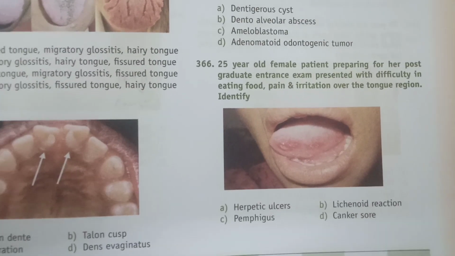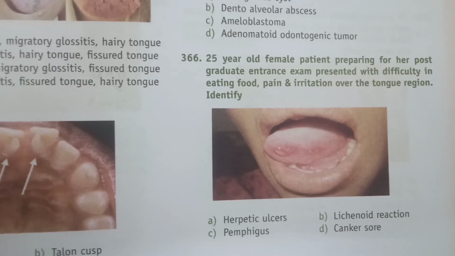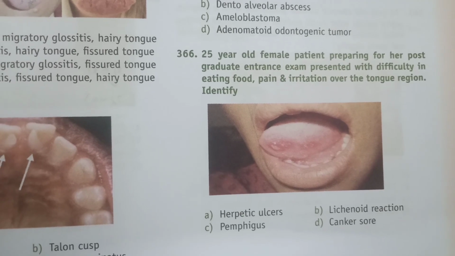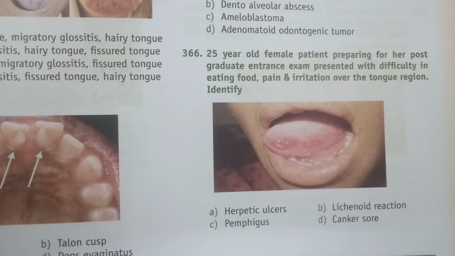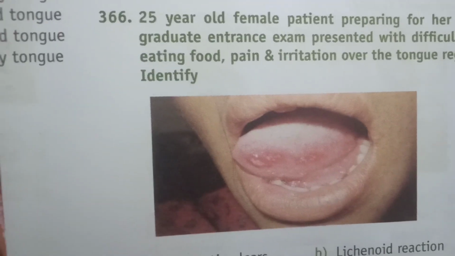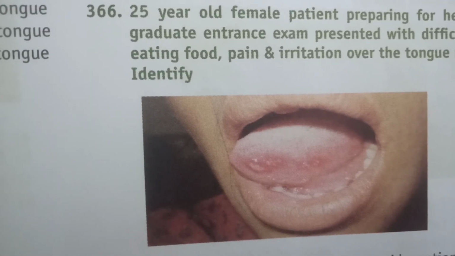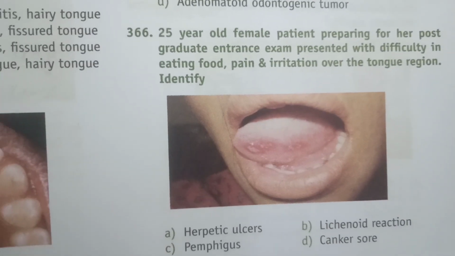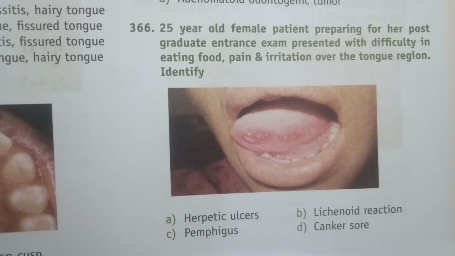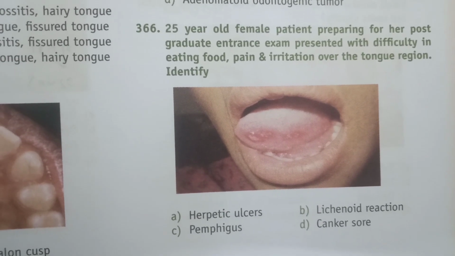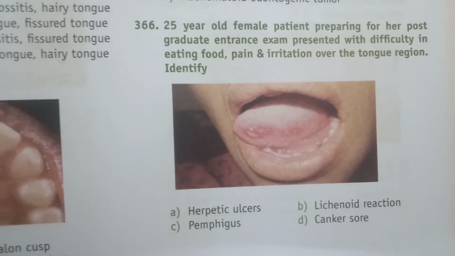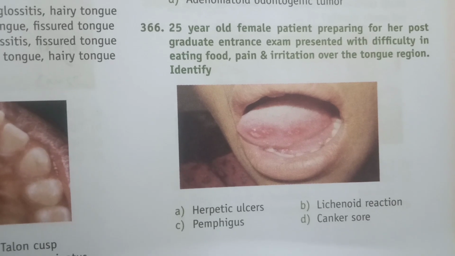Now focus on 366 number question. A 25-year-old female patient preparing for her postgraduate entrance exam presented with difficulty in eating food, pain, and irritation over the tongue region. Identify. You can see in this picture how this ulcer looks, and you can find a key term in the question that the patient is in emotional stress. That is, she is preparing for her postgraduate entrance exam and suddenly this kind of ulcer appears. So mostly it's an aphthous ulcer.